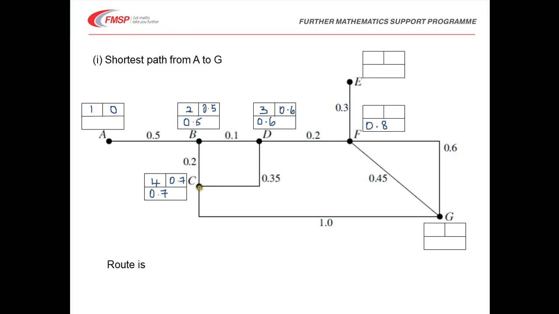So we are now at C. So where can we go from C? Well, we can't go to D because that's already been made permanent. So the only thing we can do is to go from C to G. So 0.7 plus 1, which is 1.7. And that's as much as we can do. So we'll look at our temporary labels, 0.8 and 1.7. We take the smallest one.